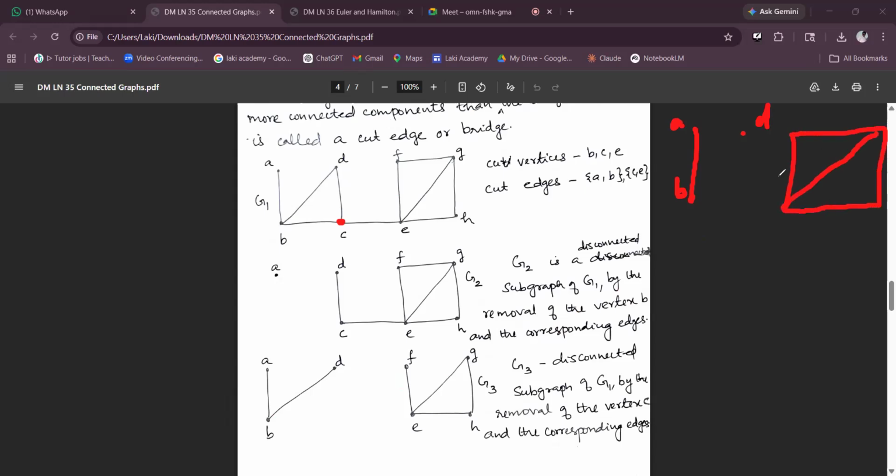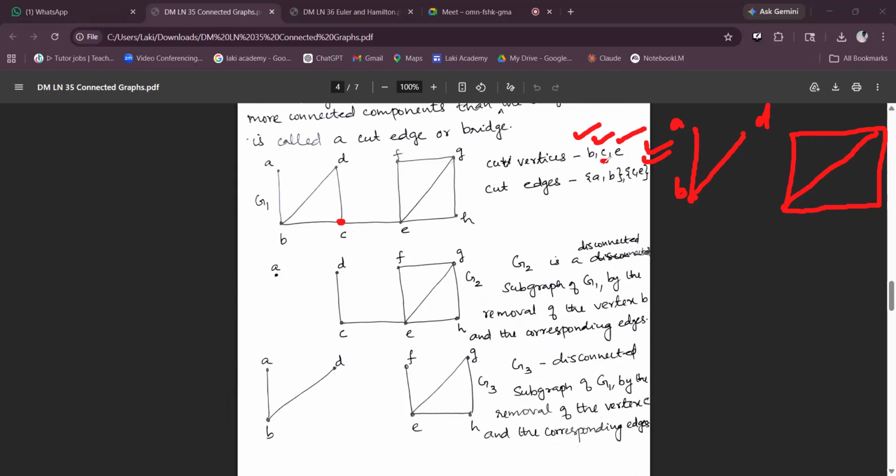Right? It divides into three parts. So this is not connected. Yes, BD will be connected. So this is what cut vertices are. B is a cut vertex, C is a cut vertex, and E is also a cut vertex. So there are three cut vertices. Understood?